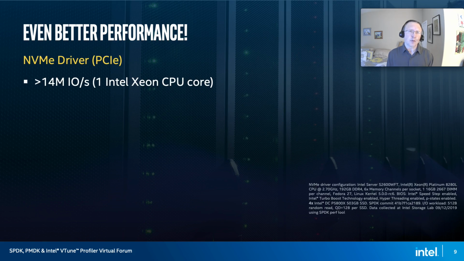And this continues to be an area where we find more ways to improve the performance and improve the efficiency. We've been able to demonstrate over 14 million IOs per second on a single Intel Xeon core. This is huge. This is really phenomenal performance. There's a good blog post on spdk.io that Ben Walker authored that goes into a lot of the details of the things that Ben and I did to push this performance even further.